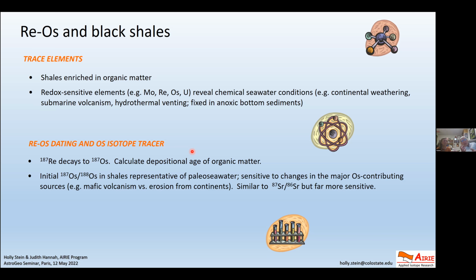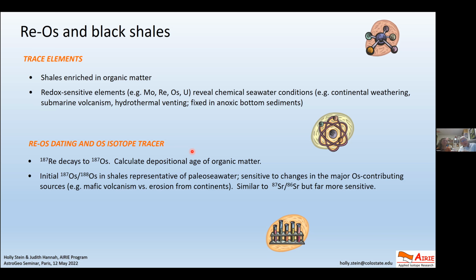And so the amounts of these redox sensitive elements, among several things, primarily reflect the degree of continental weathering, or if you have submarine volcanism and hydrothermal venting. And as I said, they're fixed in these anoxic or euxinic, meaning sulfide bearing, in addition to anoxic without oxygen, bottom sediments. Now, rhenium osmium then has a perfect application here.